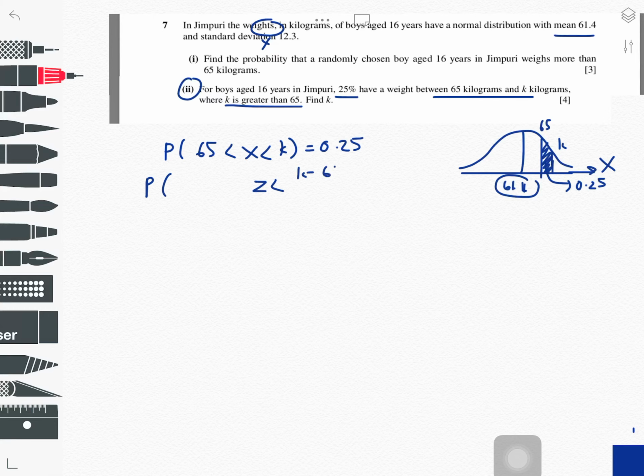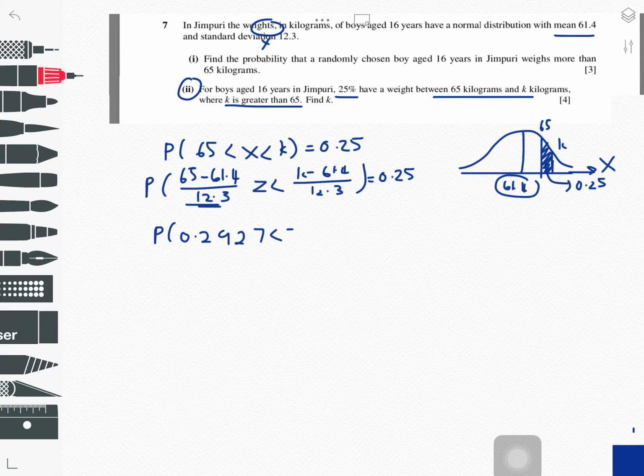Then you will always change this into a z. So k minus 61.4 over 12.3, and then 65 minus 61.4 over 12.3. Then you will solve the number part here, and you're going to write the answer as 0.2927. This one you cannot solve, so you will keep it like what it is, equal to 0.25.